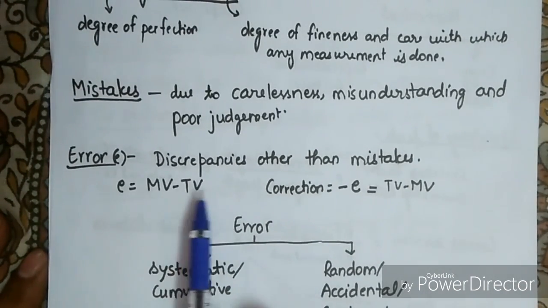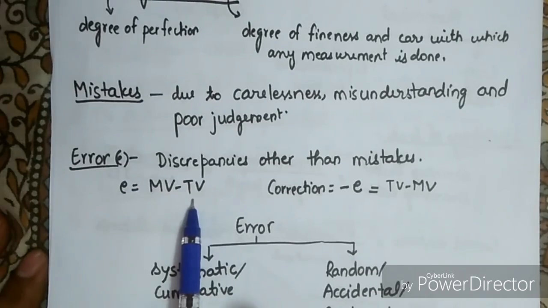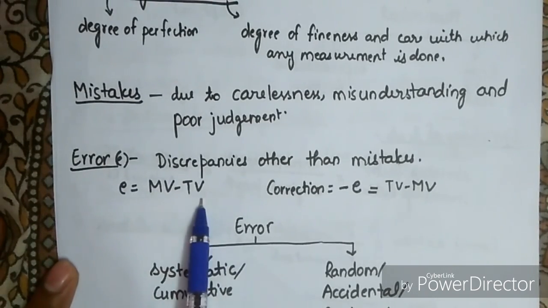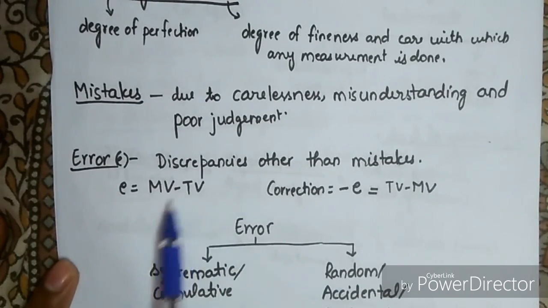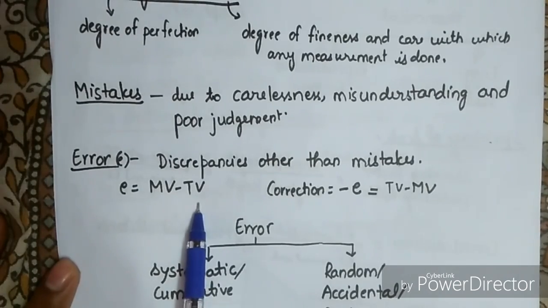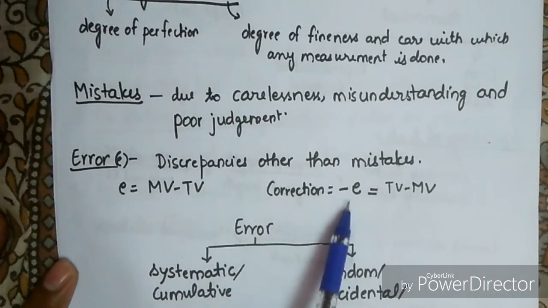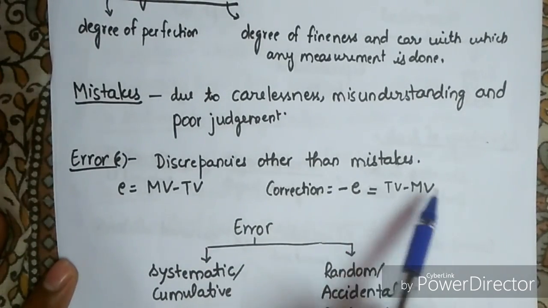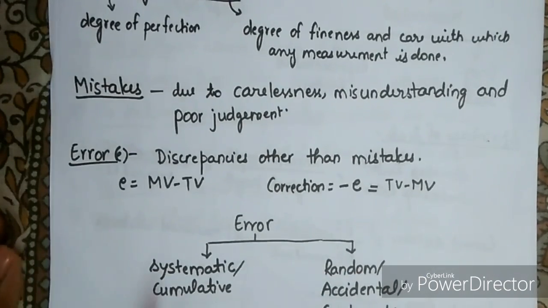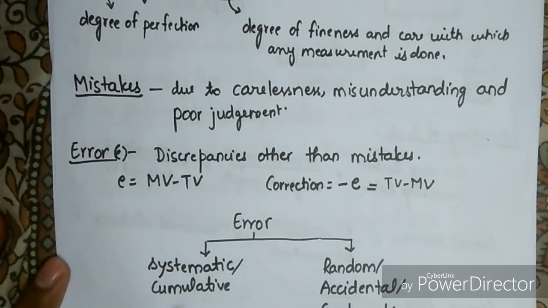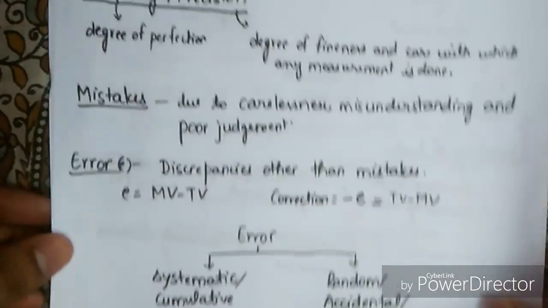Now error is measured value minus true value. Always we have to memorize this formula. Error is the measured value minus true value. All the positive and negative are taken with respect to this one only. And the correction is negative of error, that is true value minus measured value. Errors are of two types: systematic or cumulative error, and random, accidental, or compensating error. This error is directly proportional to the length which we have measured, and this error is directly proportional to the square root of the length which we have measured.